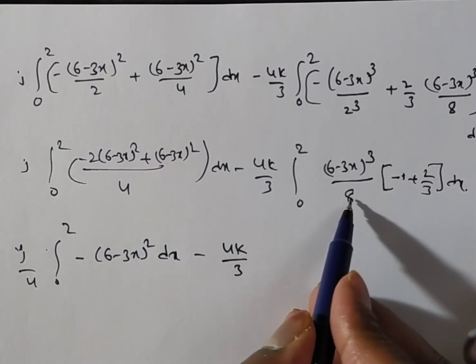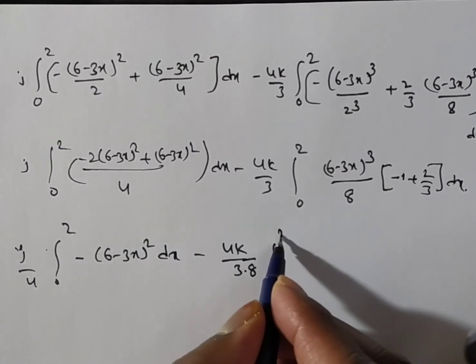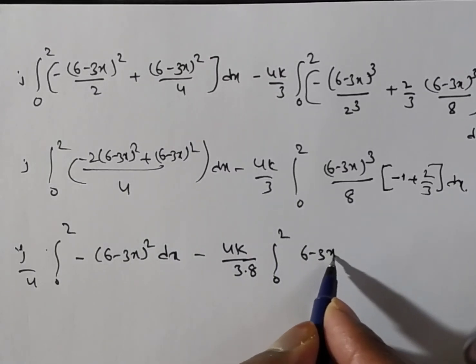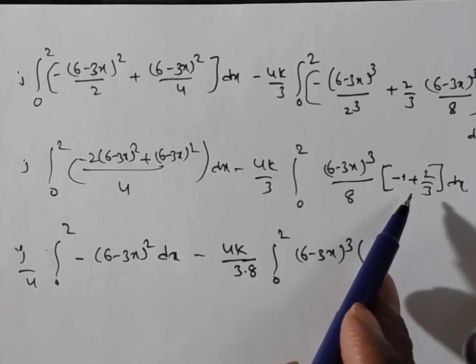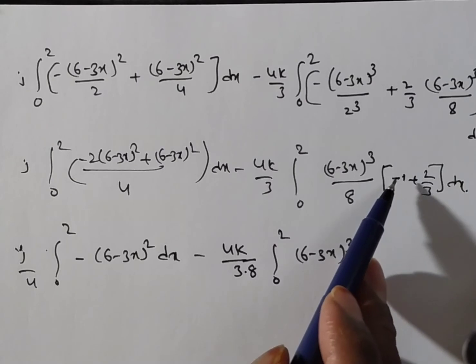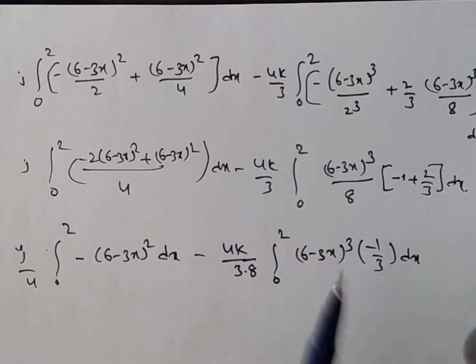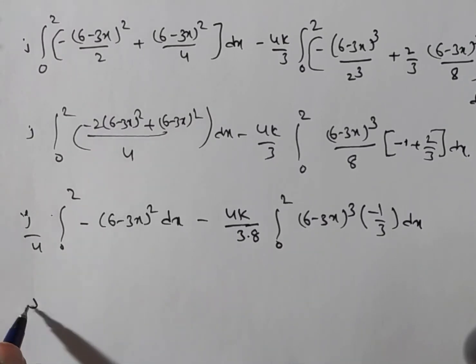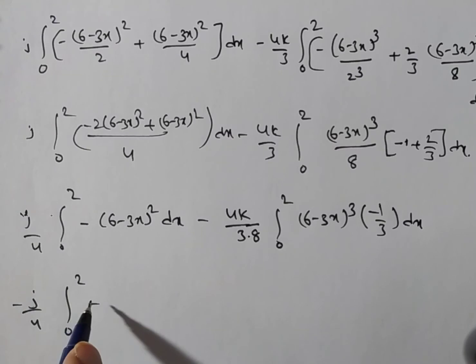Here you have 8. Of course 8 I can take outside. 3 into 8, integral from 0 to 2, (6 minus 3x) whole cube. Friends, you see this is minus 1 plus 2 by 3. Minus 1 you can write as minus 3 by 3. So you will have minus 1 by 3 into dx. Now j by 4, integral from 0 to 2 minus of, so minus j by 4 directly.